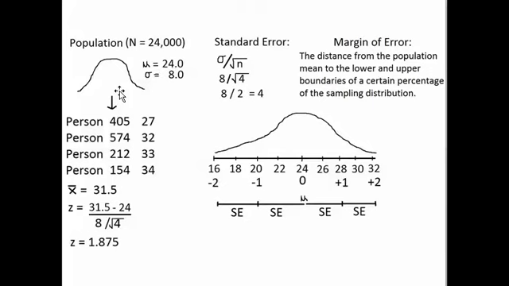Actually, the only situation in which the margin of error formula can't be used is taking a small sample of less than 30 from a skewed population. In that situation, the sampling distribution isn't normal, so the margin of error formula can't be used.